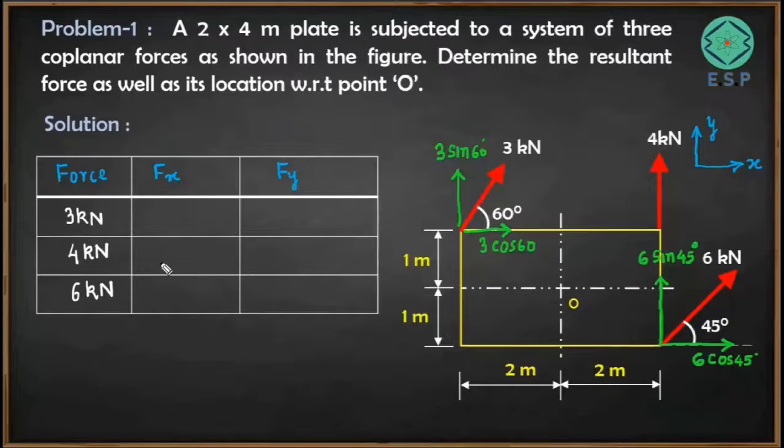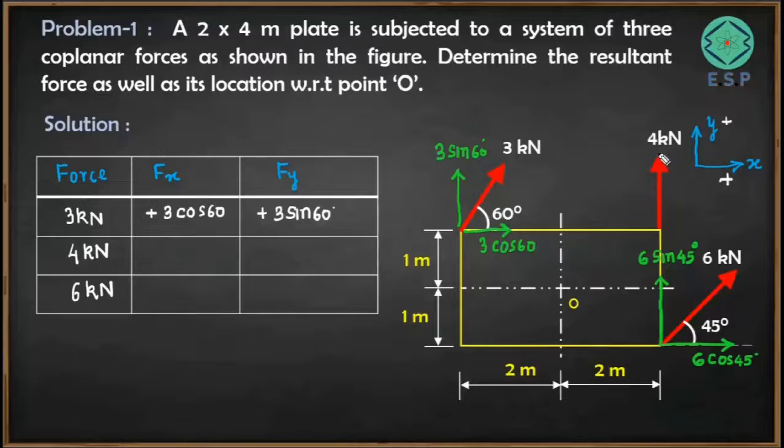So let me write down the values. The 3 kilonewton force is towards the right. Towards the right we take positive, and upward we take positive, friends. Towards the left we take negative, and downward we take negative. That is the sign convention we follow generally. So 3 cos 60 is towards the right, so positive 3 cos 60. And similarly this one is upward, so it is positive: plus 3 sin 60.